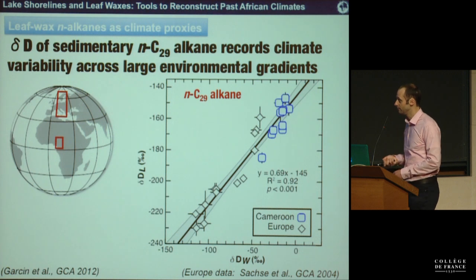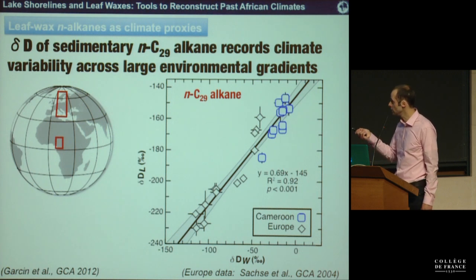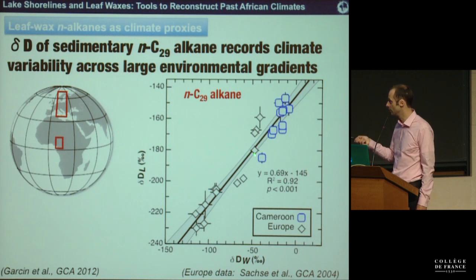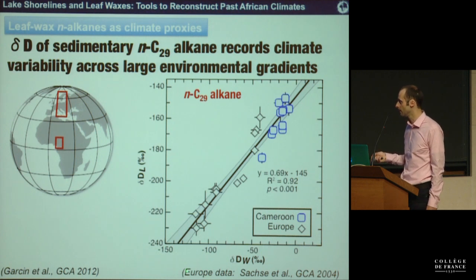So to finish, the integration of our new sedimentary data from Cameroon with previously published sedimentary data from Europe shows that the hydrogen isotopic composition of the leaf waxes is an excellent proxy for the hydrogen isotopic composition of the source water. And this across very large environmental gradients, which are representative for the entire northern hemisphere.